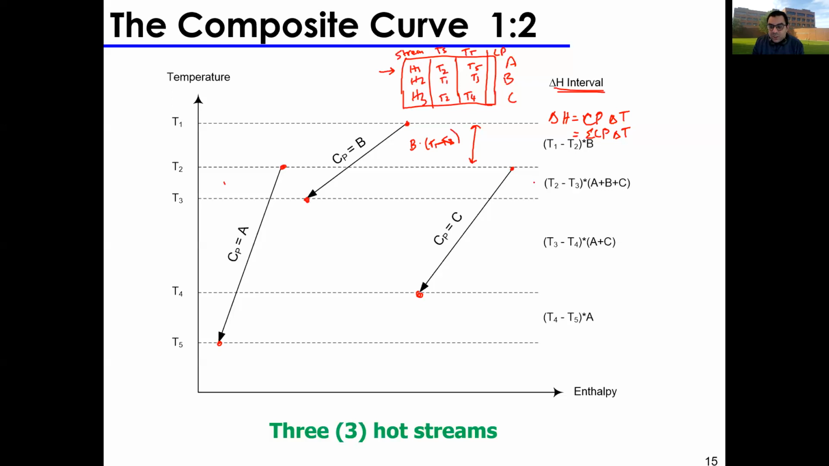If I calculate the delta H in this interval, my delta T is T2 minus T3, and my CP is just a summation of all these 3 in this interval. So in this interval, I have A, I have B, and I have C. So this is the delta H interval. In this interval, the delta T is T3 minus T4, and my CP is just A plus C. And in this final interval here, my delta T is T4 minus T5, and I only have one CP, which is A, right? So I can calculate all my delta H intervals required.